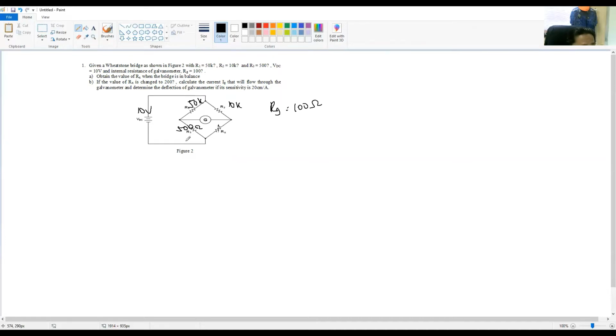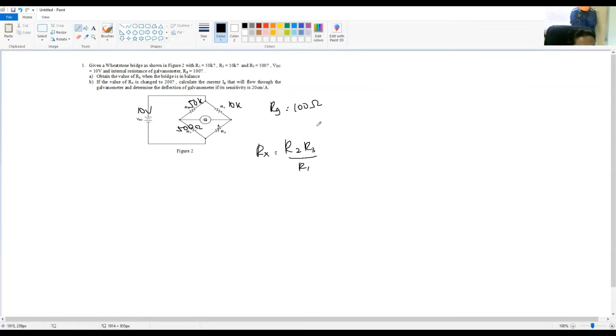This is similar to question 2A, so just straightforward using the formula. Rx or R4 equals R2 multiplied by R3, divided by R1. You can refer to the previous question number 2A.